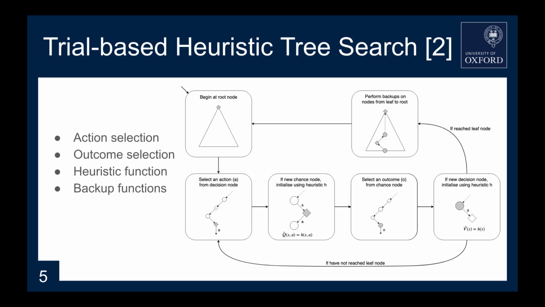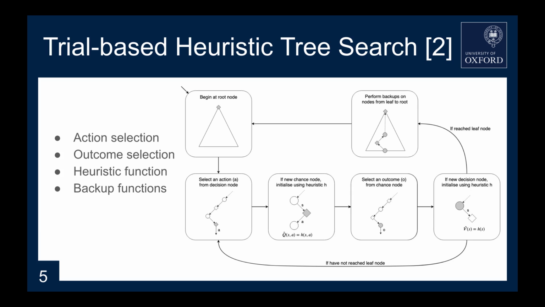Trial-based heuristic tree search is an algorithm schema that generalizes Monte-Carlo tree search. There are four main parts of trial-based heuristic tree search that we will consider: action selection, outcome selection, the heuristic function, and the backup functions. In trial-based heuristic tree search, we build a search tree by considering successive trials in the MDP. For each trial, we traverse the tree alternating between action selection at decision nodes and outcome selection at chance nodes.